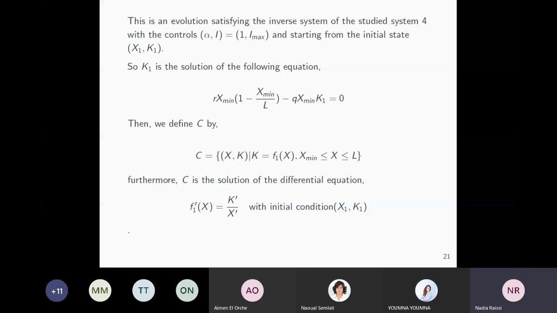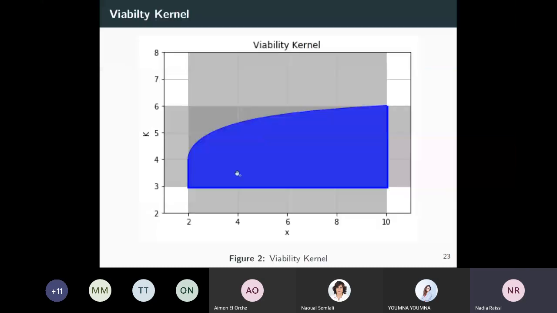It's the viability kernel, meaning that for every point on this blue set, we can find a control policy making us sustain the efficient activity for as long as eternity. So as long as we can fish, we will always have this activity. And that's for the conclusion.